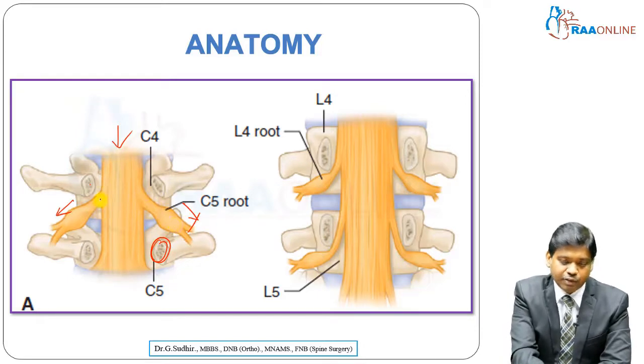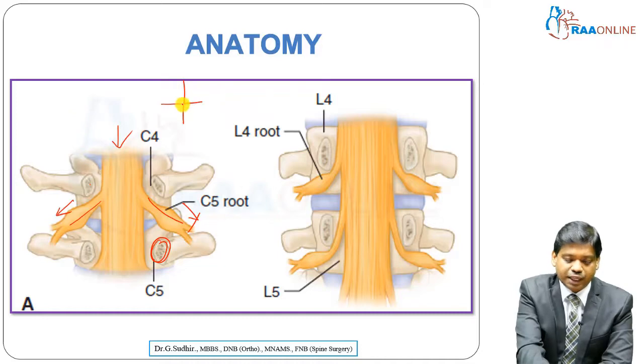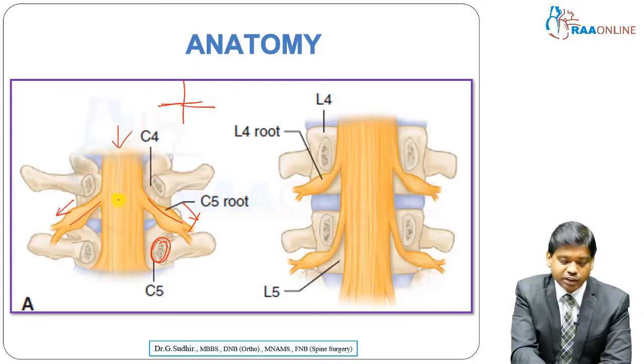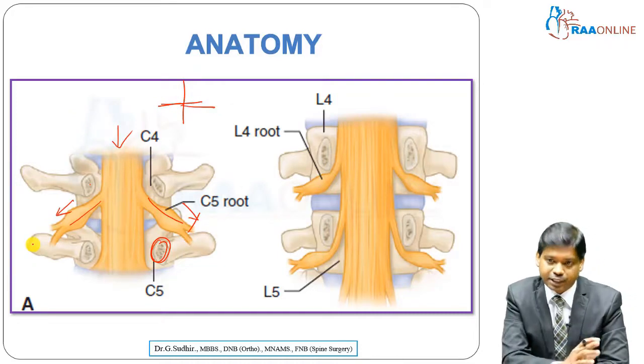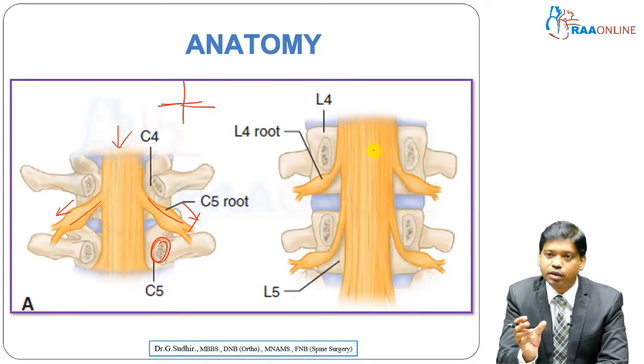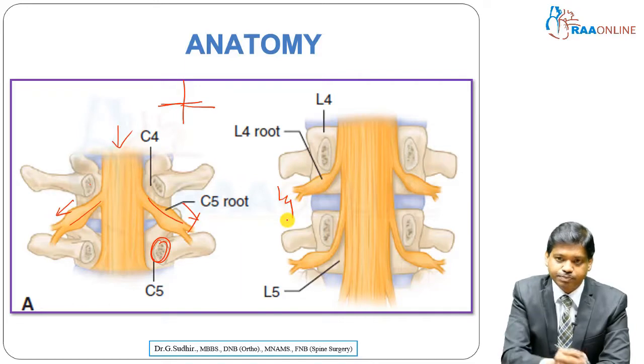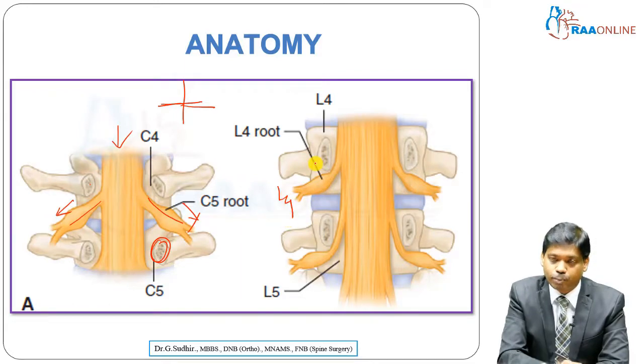And here again, the nerve roots which are coming out from the cervical spinal cord have a horizontal course, and they just leave the spinal cord in a horizontal direction. Whereas in the lumbar spine, as we all know, the spinal cord ends at the level of L1, and below that it is the dural sac with the nerve roots. So the corresponding nerve root usually leaves below the corresponding pedicle. For example, the L4 nerve root here leaves below the L4 pedicle.